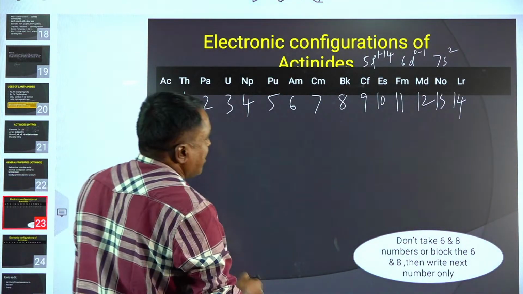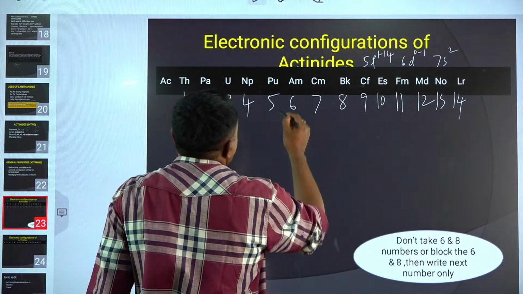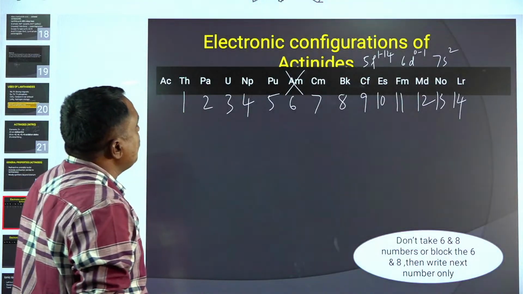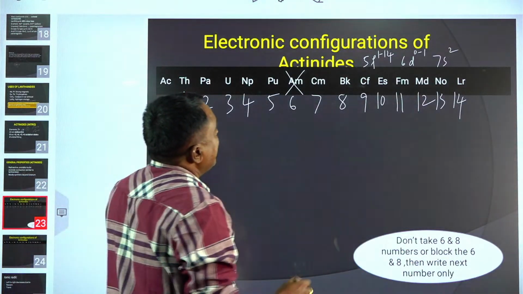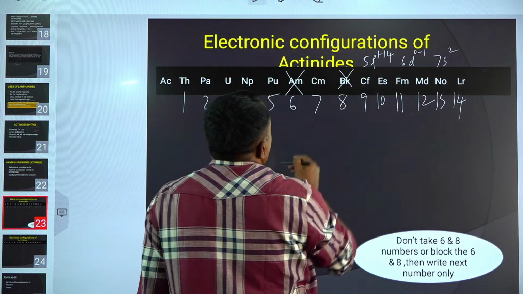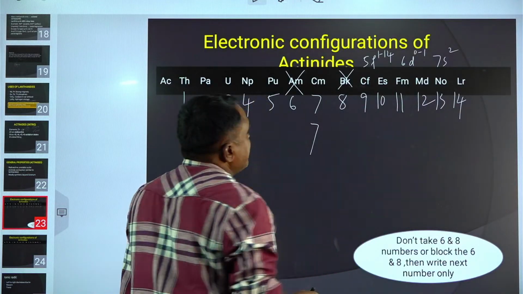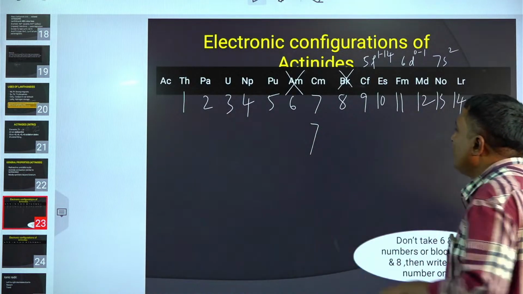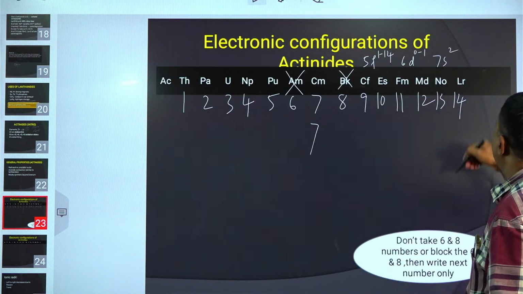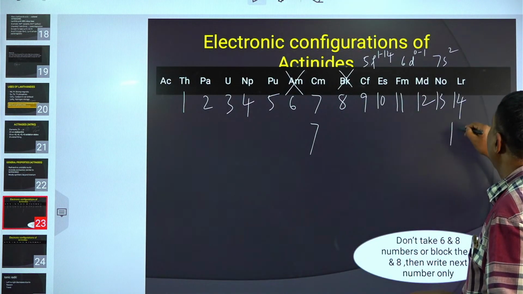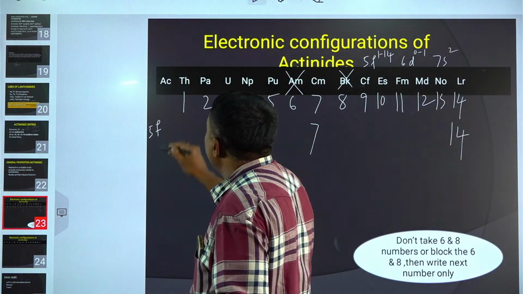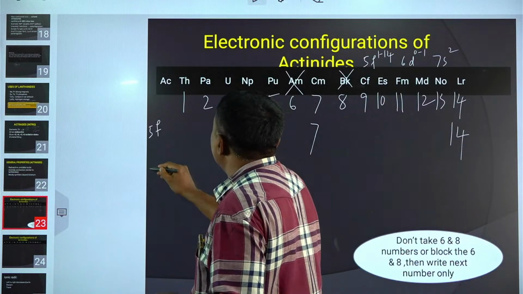Now what do you write? Don't take the 6 and 8 numbers. You skip the 6 number and the 8 number. The half-filled electron configuration, 7, is more stable, so you write 7 as usual. 14 is completely filled, so you write 14. This is in the case of 5f, and after 5f we have 6d.